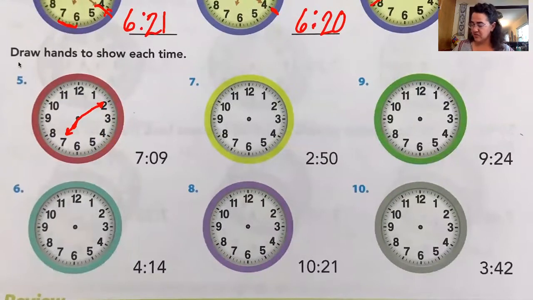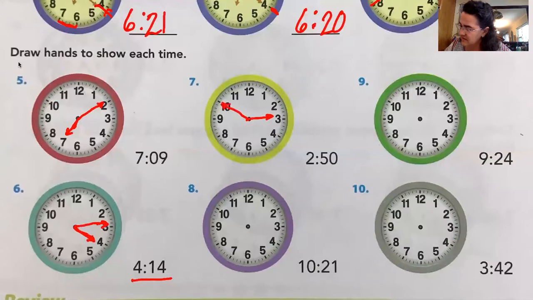Number 6, we have to show 4:14. So my hour hand will point close to the 4 o'clock, just past it, not too far. 4:14 should show almost to the 3. Remember that the minute hand is longer than the hour hand. Okay, then we have 2:50. So 2:50 is almost 3 o'clock. So it should be between the 2 and the 3, closer to the 3. And the minute hand should point to the 10.